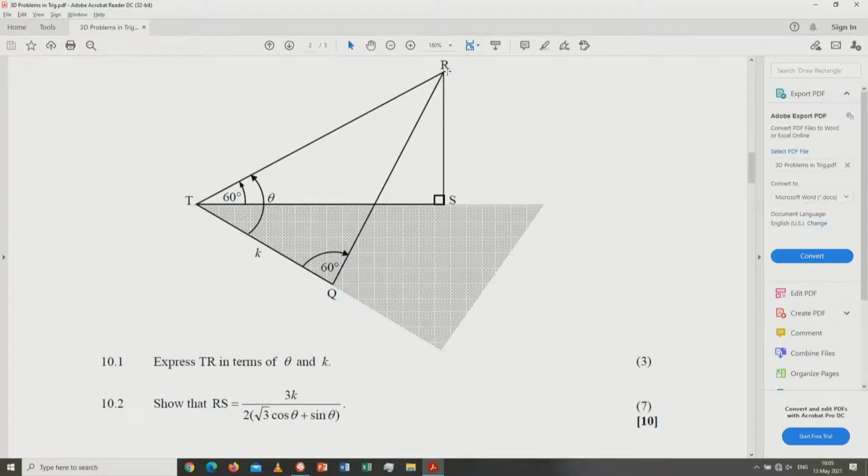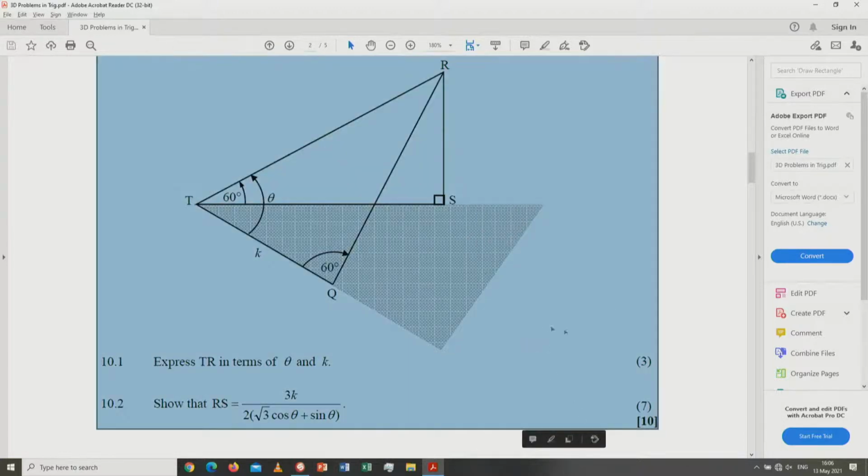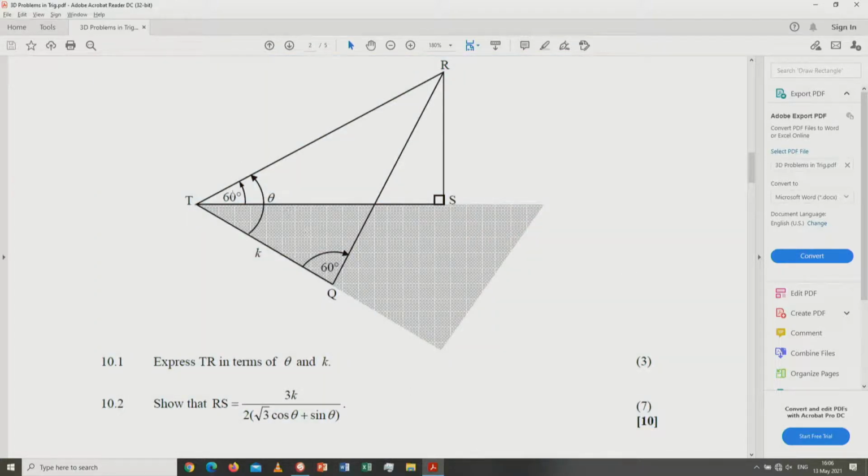Now in 10.2 we want RS, and you have this angle here, 60 degrees. So if you look for the sine of 60, it will be opposite over hypotenuse. Sine of 60 will be RS, which is opposite, over RT, which is hypotenuse. We apply the definitions. Then the sine of 60 degrees will be equal to RS over TR.